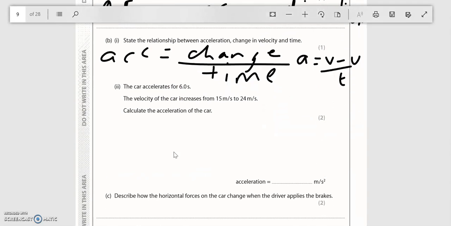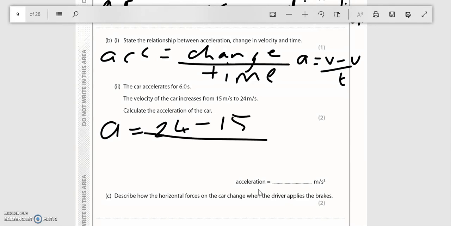Part 2 is putting the numbers in. So it wants you to calculate the acceleration of the car. So acceleration is final velocity, which is 24 minus 15 over 6, which gives you an answer of 1.5, and it's already given you the units there.